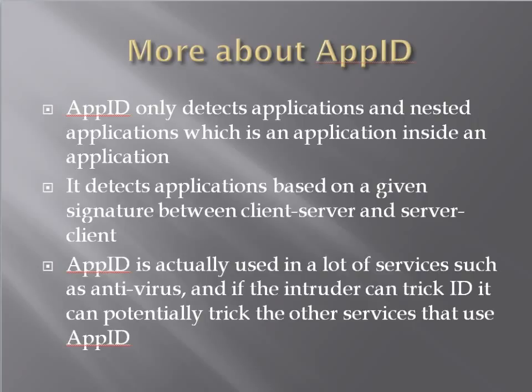App ID is actually used in a lot of services, such as antivirus, and if the intruder can trick App ID, it can potentially trick the other services that use App ID. This is where we come into the vulnerabilities and exploits section. If they can trick the App ID in the application firewall, then they usually can trick stuff in antivirus and such.